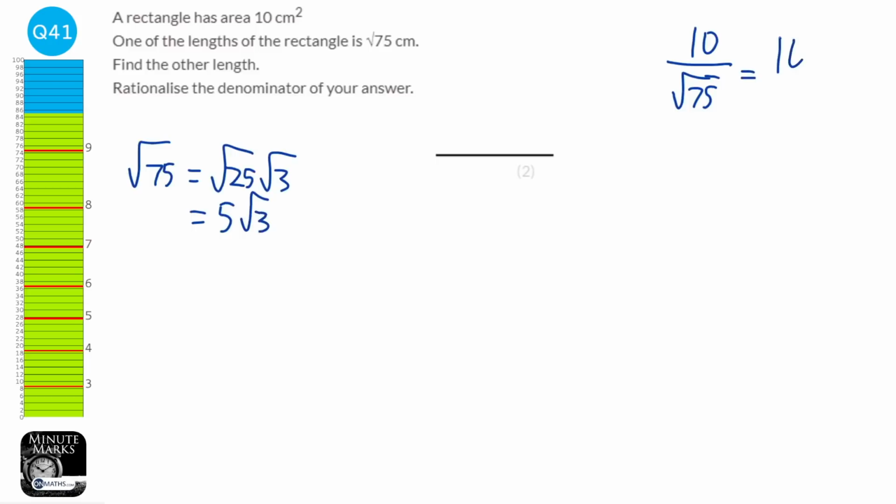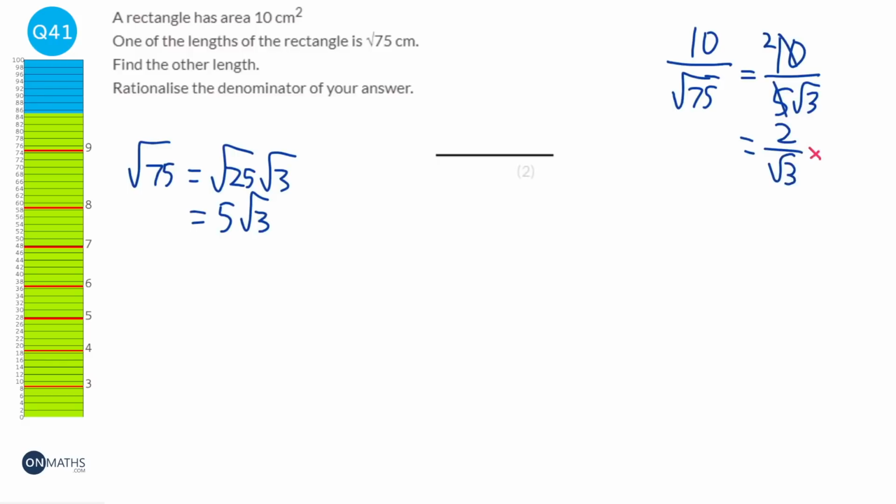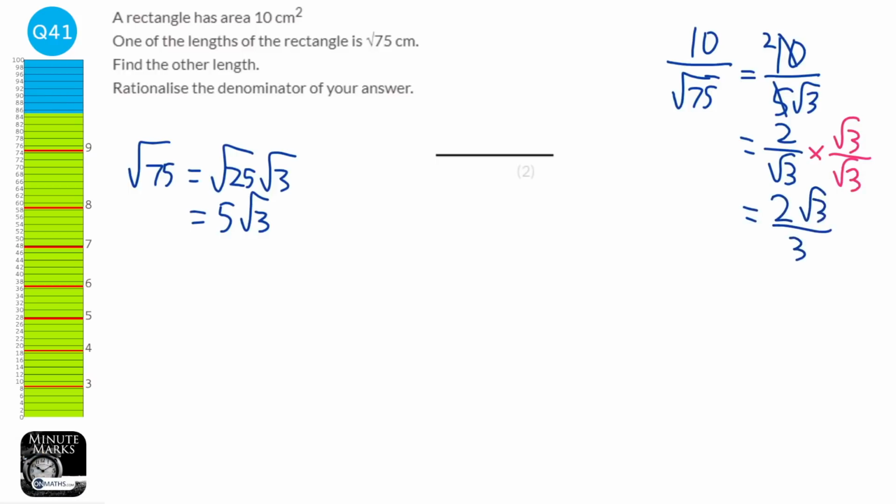So this equals 10 over 5 root 3. Now notice top and bottom can be simplified, so that becomes 2 over root 3. And we're asked to rationalise the denominator, so we're going to times this by root 3 over root 3. And so we end up with 2 root 3 over 3. So our answer is 2 root 3 over 3.